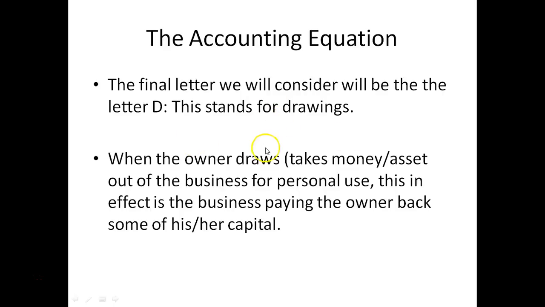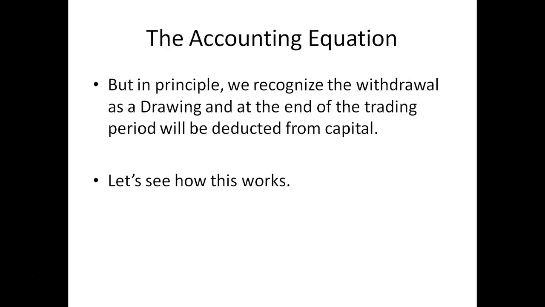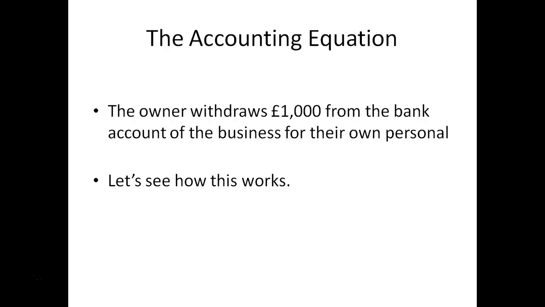So here, when the owner draws money, we recognize it as a D. We don't say, let's just reduce C. We say, let's actually recognize it as drawings because we want to know what happens throughout. We can do the full calculations at the end of the period. But for now, let's recognize everything as drawings. At the end of the trading period, it's all going to happen. But let's just see how it works.